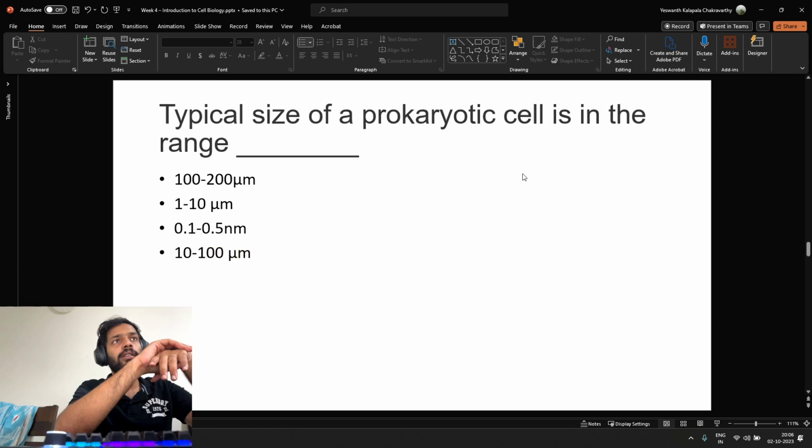Okay. Typical size of a prokaryotic cell is in the range of 100 to 200 micrometers, 1 to 10 micrometers, 0.1 to 0.5 nanometers, or 10 to 100 micrometers. Memory based, it's difficult. 1 to 10, I think. Yeah, so 1 to 10 micrometers is the typical size of a prokaryotic bacterial cell.